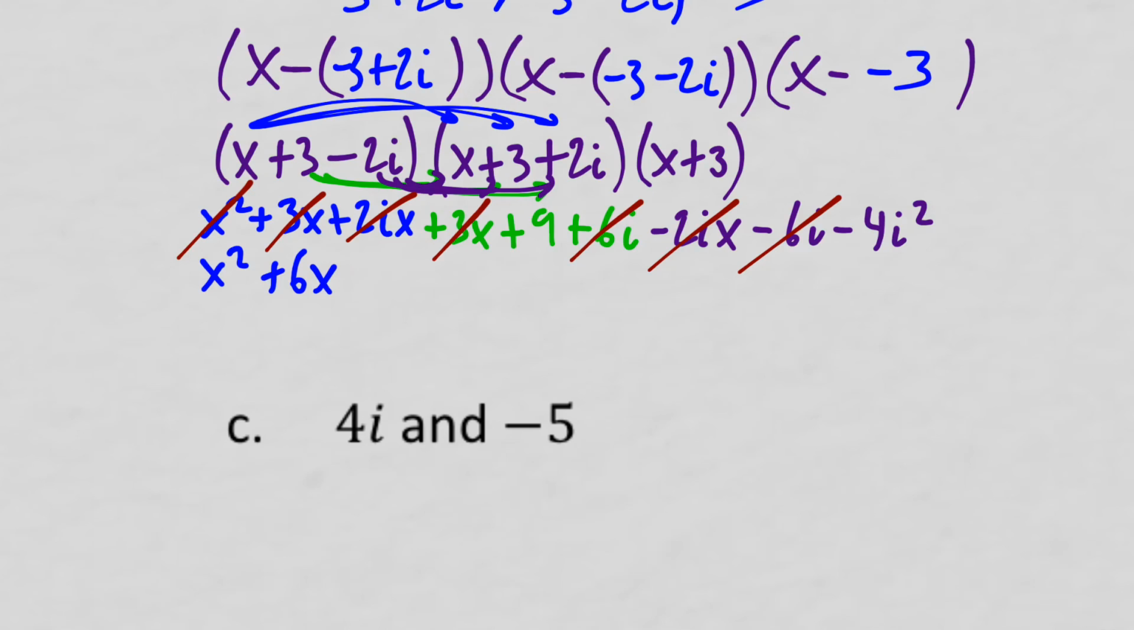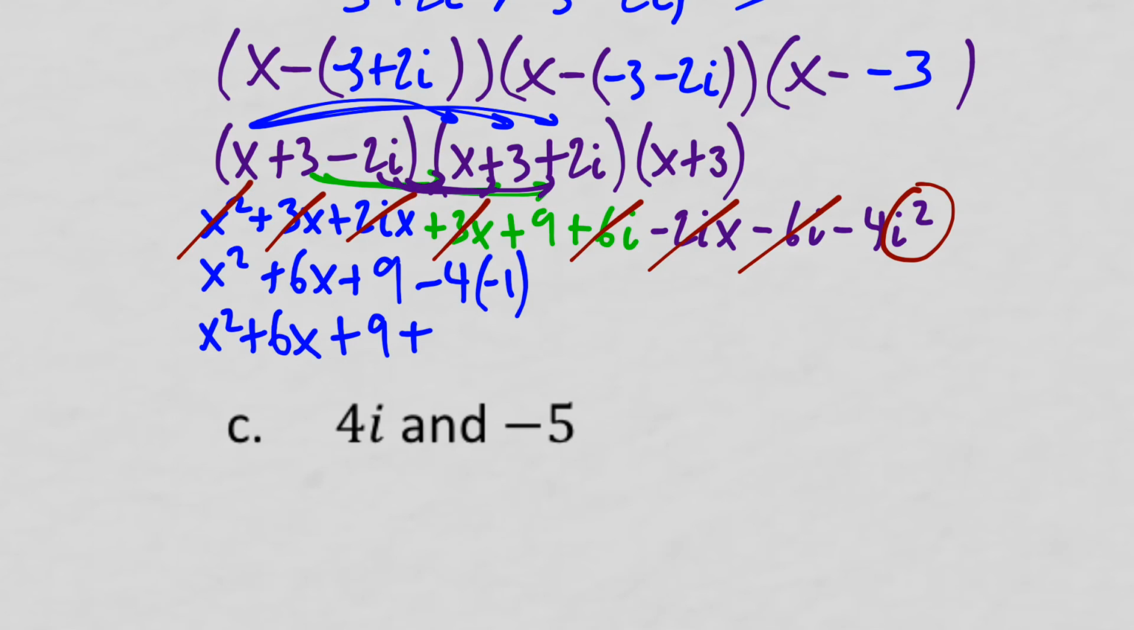Let's do it in blue, since that's the color I'm using right now. And negative 4i squared. Remember, every time you guys see i squared, you think negative 1. So that's negative 4 times negative 1, which is plus 4. So you have x squared plus 6x plus 9 plus 4. 9 and 4 make 13, so you have x squared plus 6x plus 13.